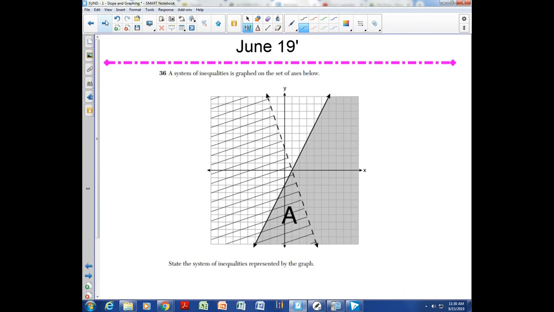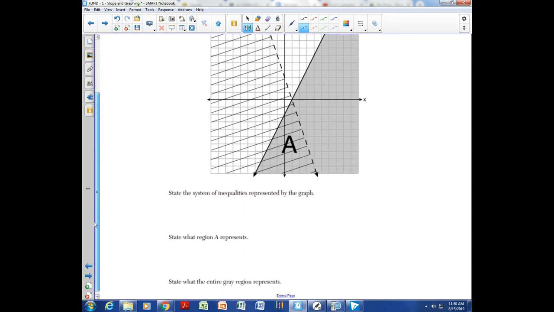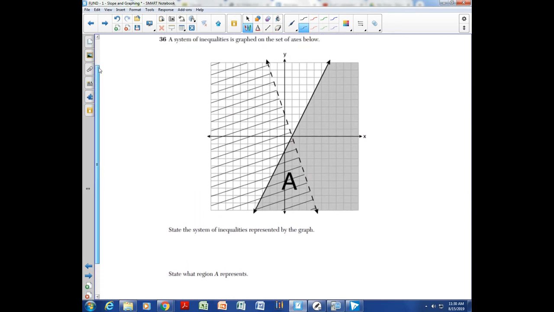Okay, same exam, right? We're doing all the graphing problems. June 19, question number 36. A system of inequalities is graphed on the set of axes below. And I believe they ask us 3 questions. State the system of inequalities represented by the graph. Then they ask us 2 other questions. Well, state what the region A represents and state what the entire gray region represents. Okay, so let's go back and do the first part first.